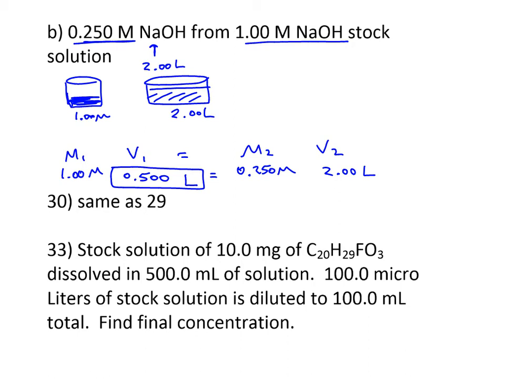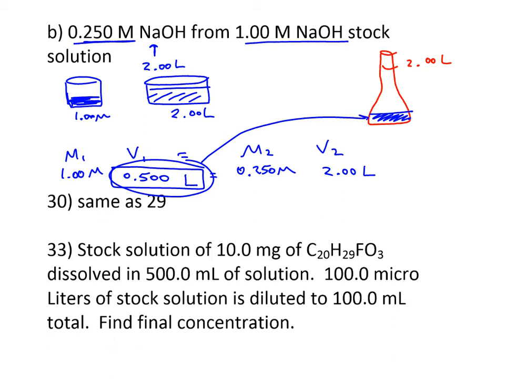Because you're not really done. Again, you're going to need a volumetric flask. So let's draw a quick picture of this. You're going to need a 2-liter volumetric flask that has a mark at the exact 2-liter. And what you're going to do is take your 0.5 liters of your concentrated solution, and then you're going to add water until it dilutes to a total volume of 2 liters. Number 30 is very similar to this problem.